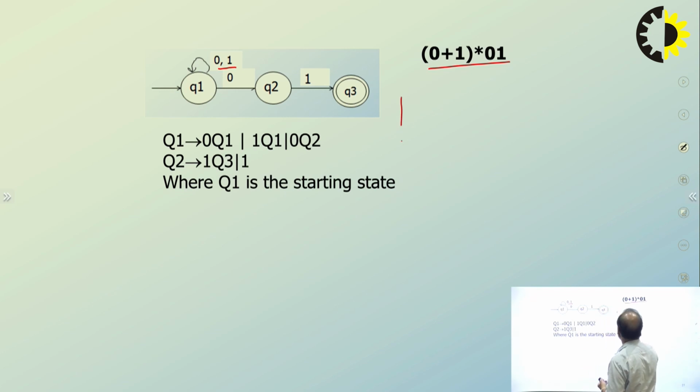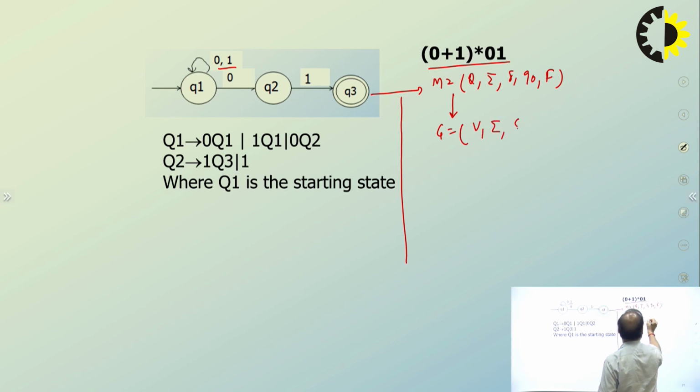So what is the construction saying? The construction is very simple. Since this is a finite automaton, M is (Q, sigma, delta, Q0, F). This is your machine. Now, in order to get the grammar from this, what is the grammar tuple? V, sigma, S and P. Here you need the non-terminals, which are just all these states written in capital letters.